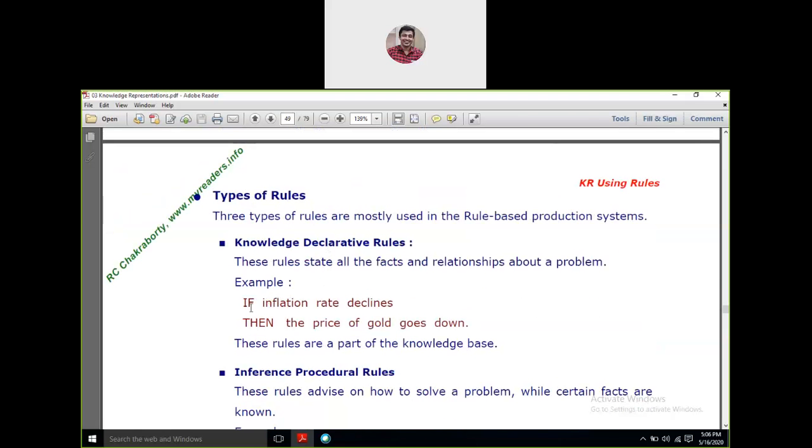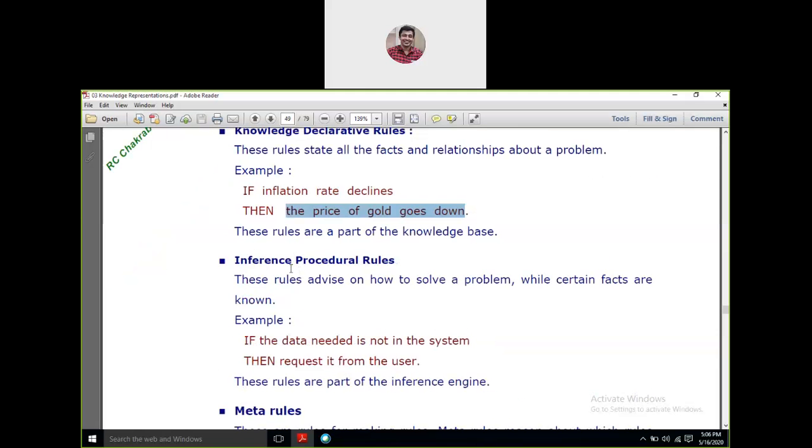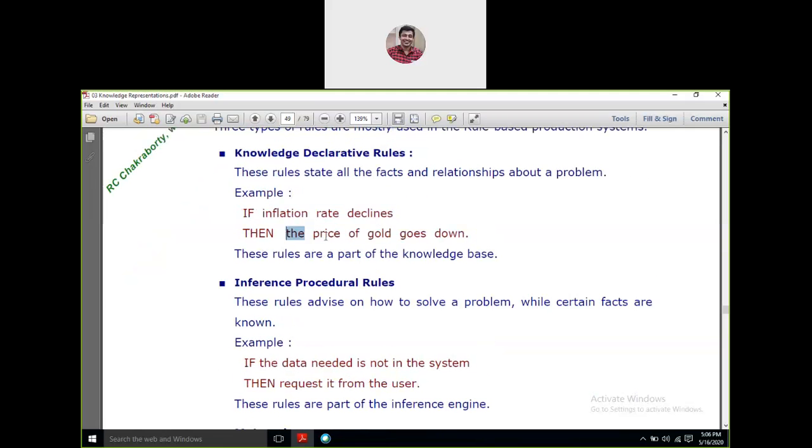In case of declarative rules, some assertions are made straight away, like if the inflation rate declines, then the price of gold goes down. Now, in case of inference procedure rules, what happens is some of the data may not be provided, right? In case of declarative rules, information is given straight away and I come down to a conclusion.